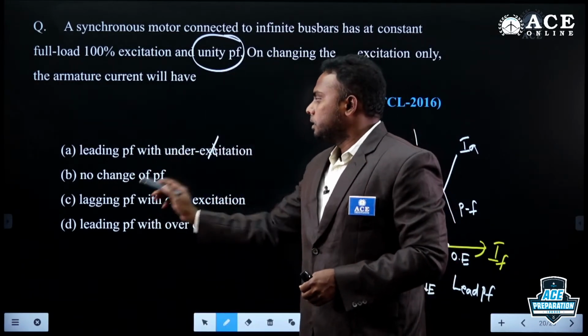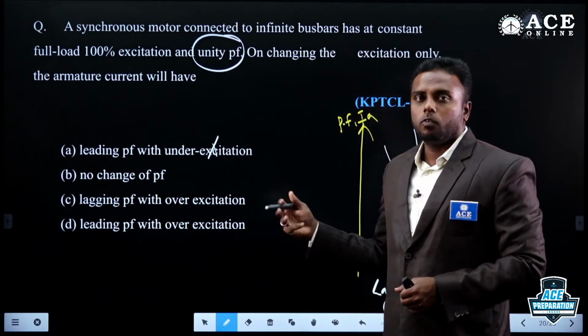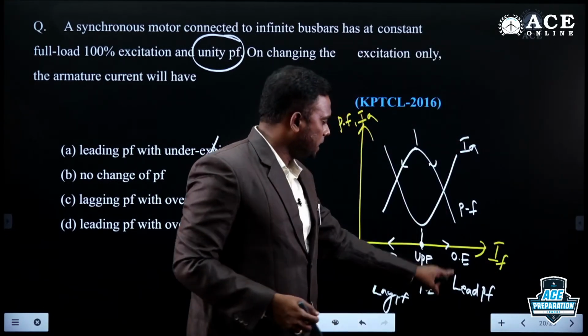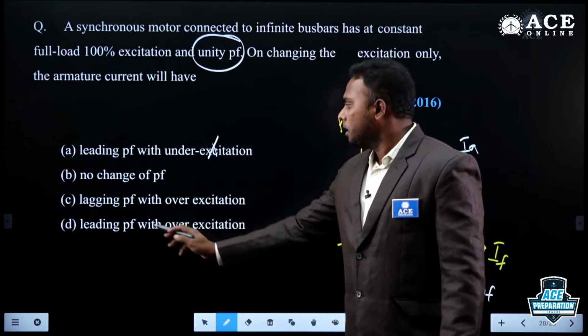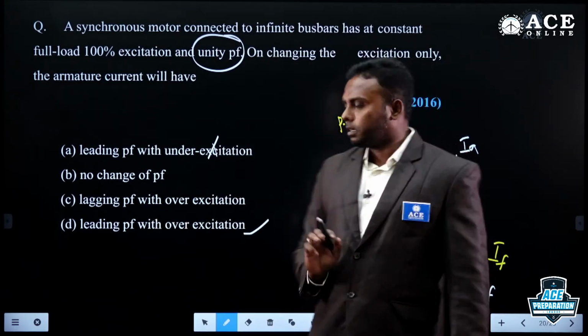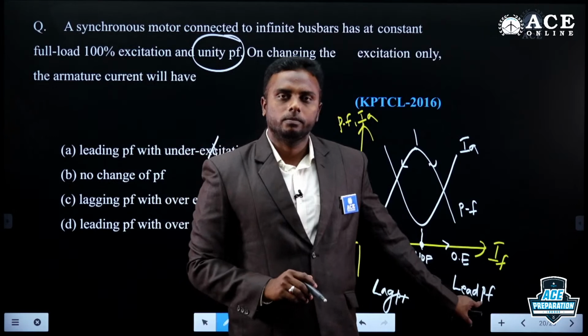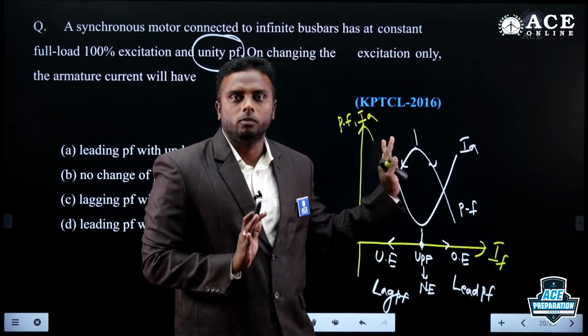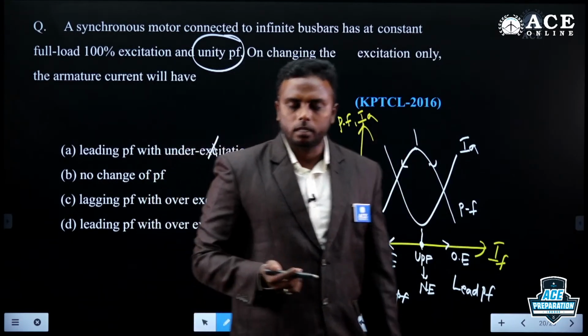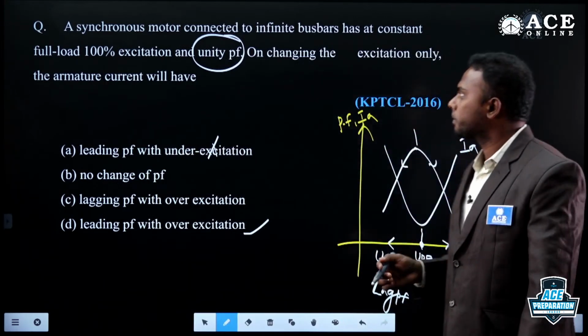The third one, lagging power factor with over excitation. Over excitation is leading, but not lagging. Leading power factor with over excitation, this is correct. So option D is correct. Directly from the V and inverted V graph, if you draw that, you will get the answer. Okay, next.